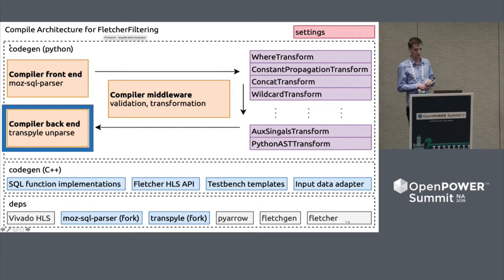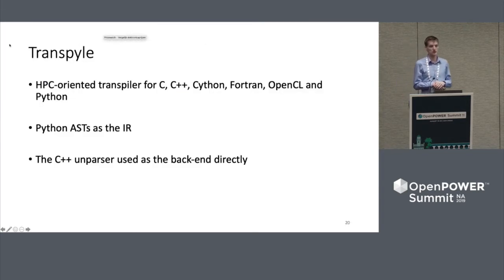And then a look at the backend, which is what takes that Python AST and generates your actual HLS C++. It's an HPC-oriented transpiler, and it does all these languages mostly any-to-any, although there are obviously some caveats with that. It uses Python ASTs to do basically cross-compiling from one to the other. And this project only really uses the C++ unparser from that project, because obviously the source of this compiler is SQL, and it was not supported, so we hook in halfway through and then just let it generate the actual C++.